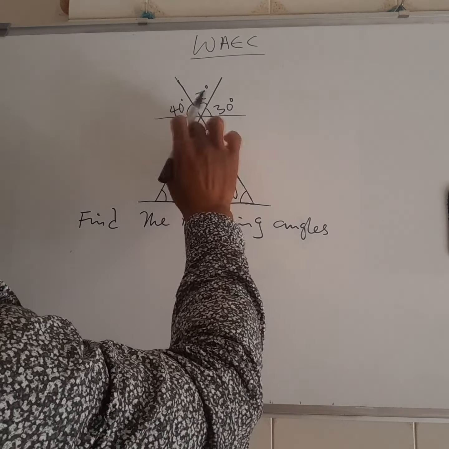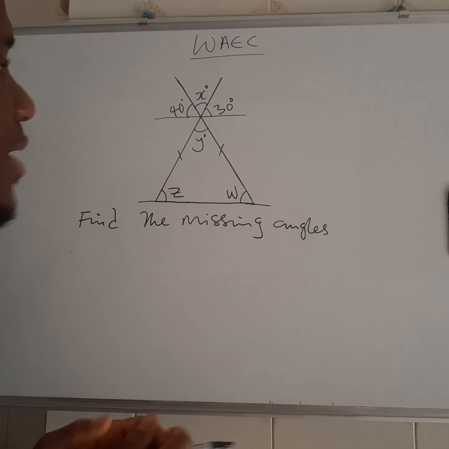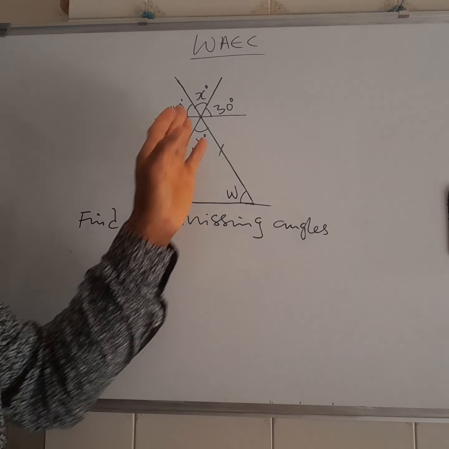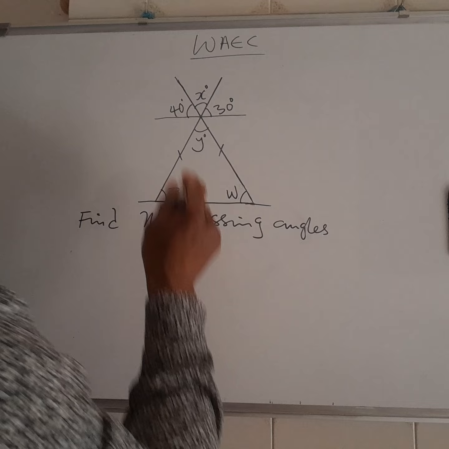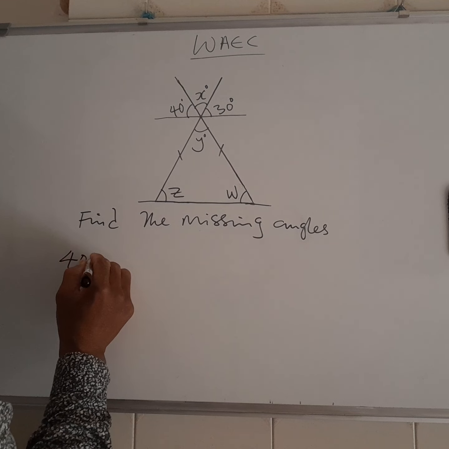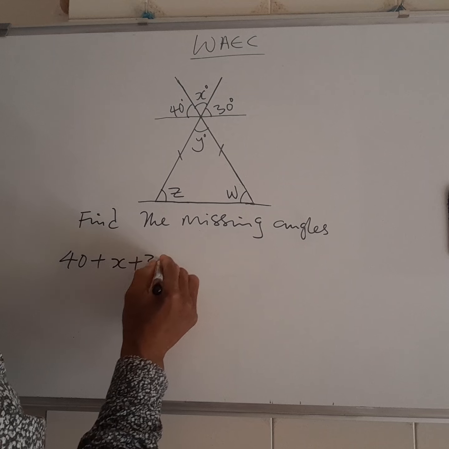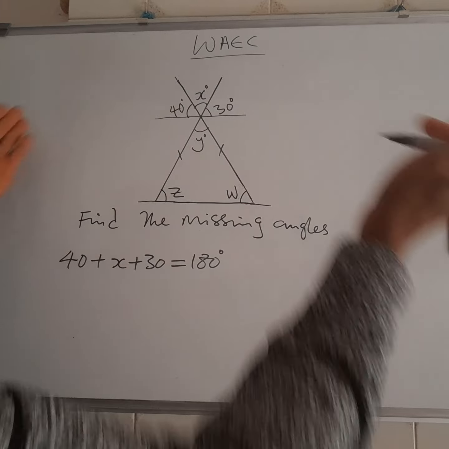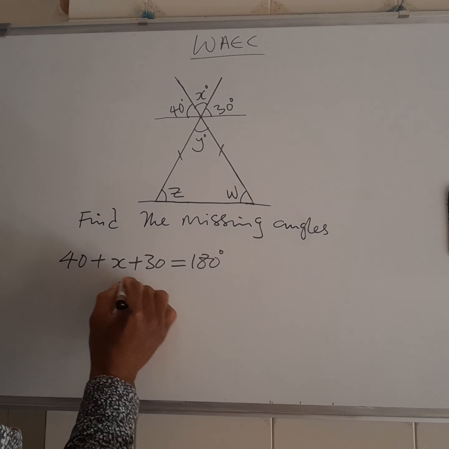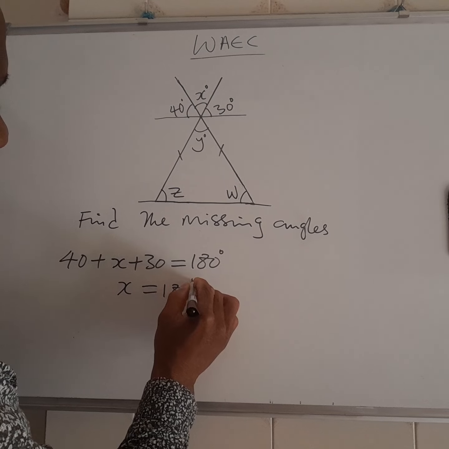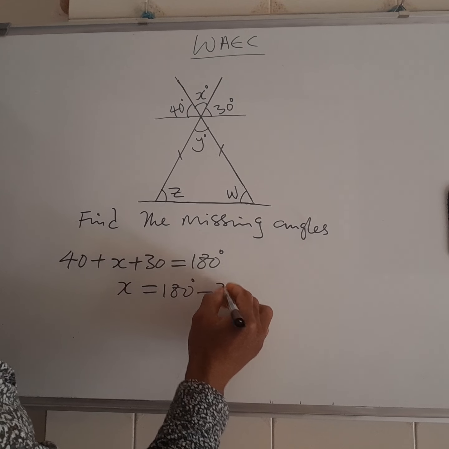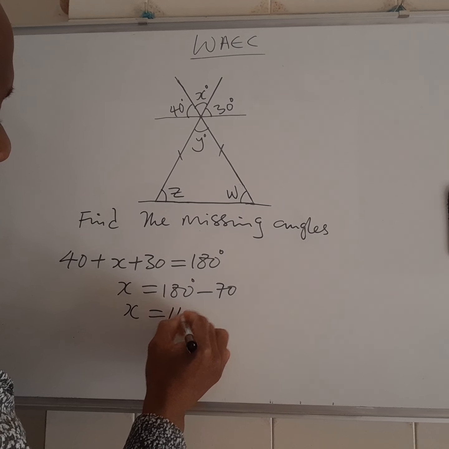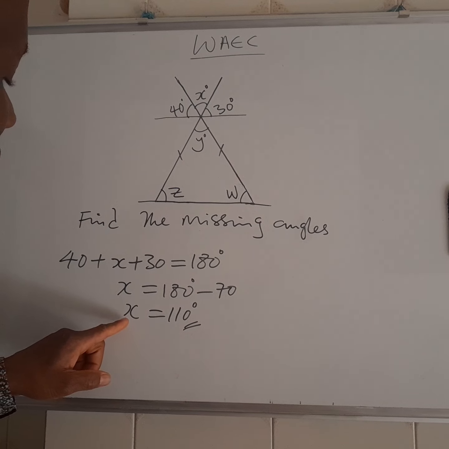We can see that all the angles formed here are on a straight line. And from the property that all the angles formed on a straight line sum up to what? 180 degrees. So you are not wrong if you say 40 plus x plus 30 degrees equals 180 degrees. The reason is that they are angles on a straight line. So when you sum this up, you have 180 minus this plus this, which gives you 70. Therefore, your angle here is equal to 110 degrees.